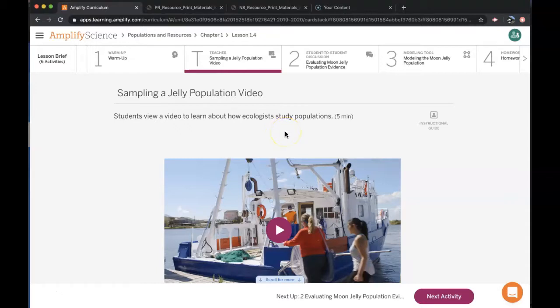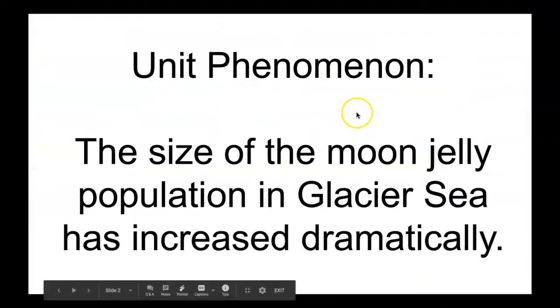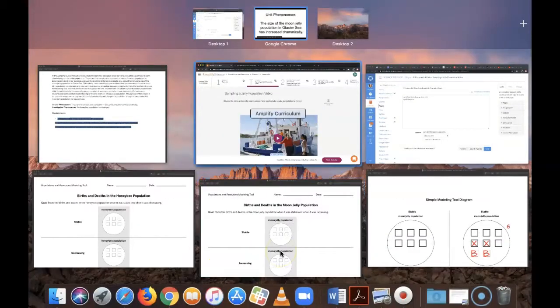So in this lesson, you are acting as student ecologists, and you are trying to determine why the moon jelly population in Glacier Sea increased in size. So this is our unit phenomenon. This is the whole point of this unit, to figure out why the size of the moon jelly population in Glacier Sea has increased dramatically.